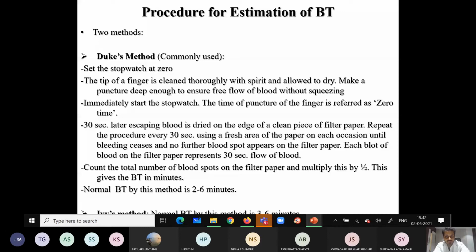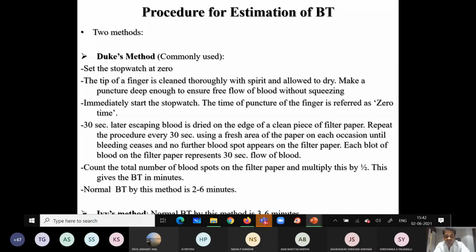So suppose at 0 time you have done the puncture, and after that every 30 seconds you are putting your finger on the edge of the filter paper, every time at a fresh area of the filter paper. So suppose you got a total of 7 blood spots. At the 8th spot, the blood spot is not there.